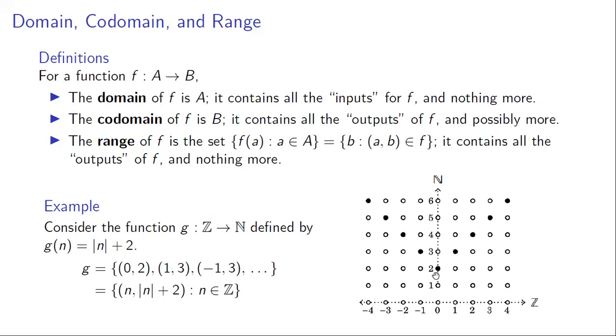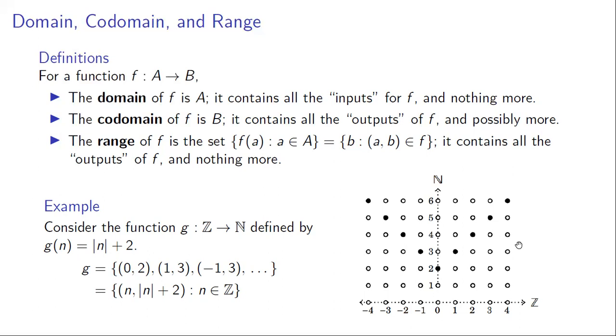So for example, we have this point here represents the point (0, 2), right? So for an input of 0, we get an output of 2. For an input of 1, at this point here, there's an input of 1, we get an output of 3. For an input of 2, we get an output of 4. For an input of 3, we get an output of 5, and so on. For an input of -1, we get an output of 3.